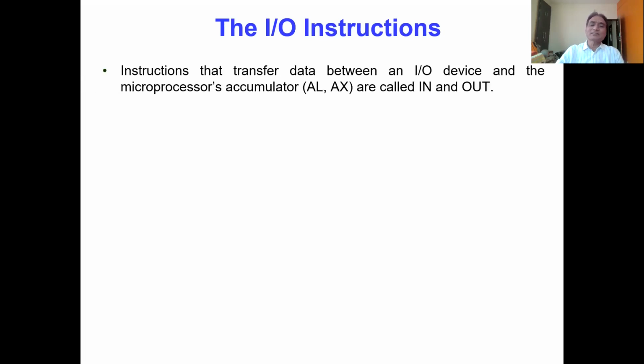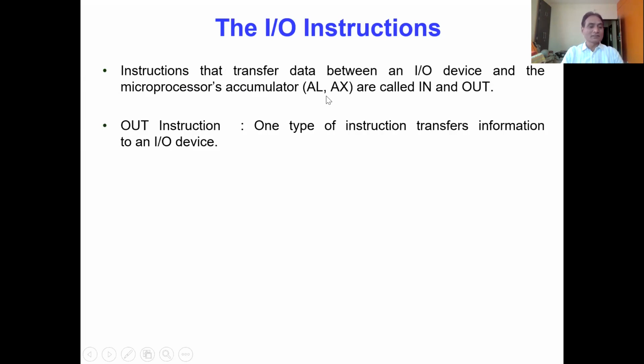Let us discuss the IO instructions. We have already discussed the IN and OUT instructions, but this is a revision. Instructions that transfer data between an IO device and the microprocessor are called IN and OUT instructions. But which registers? Only AL and AX; nothing else is used in IN and OUT instructions. The OUT instruction transfers data from the microprocessor to an output device.